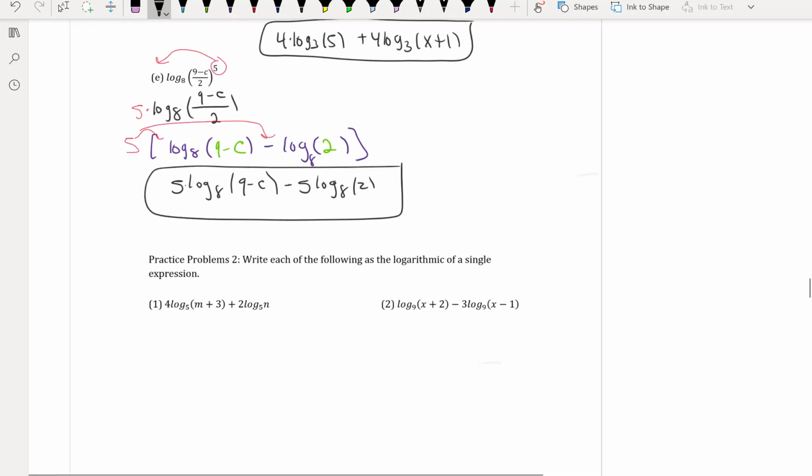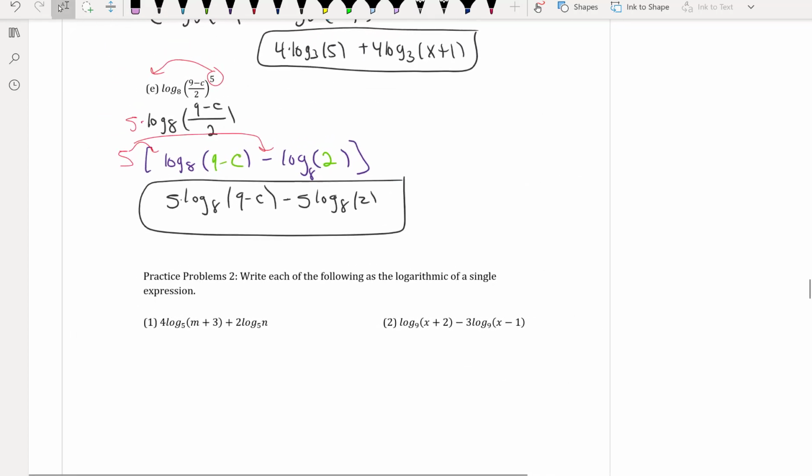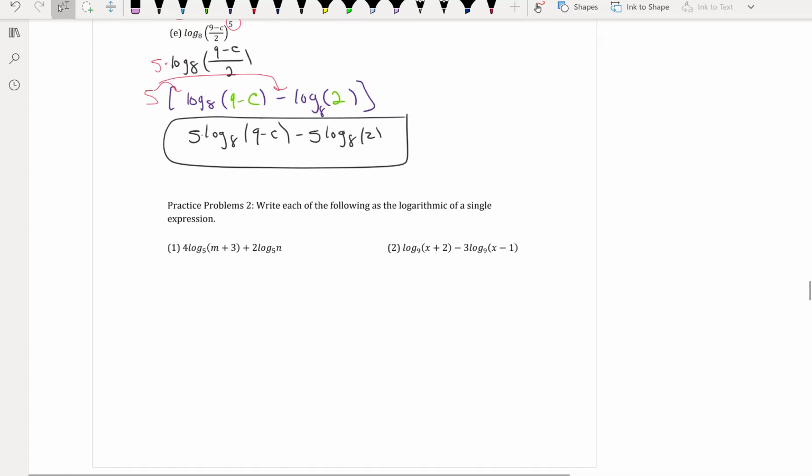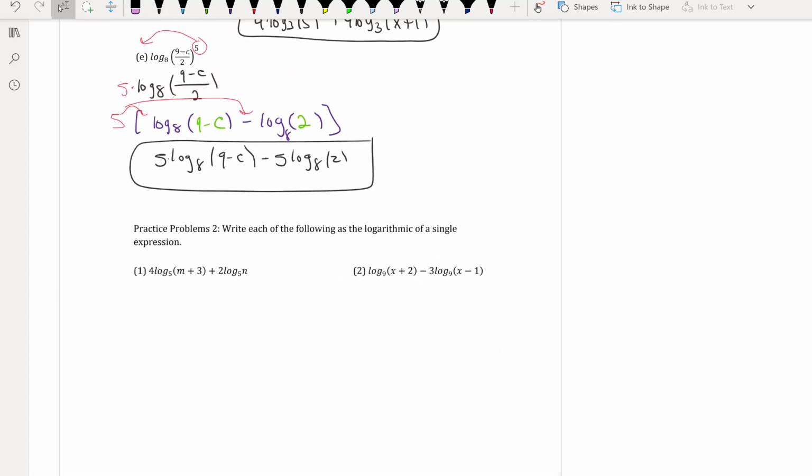Okay, well, with that being said, we have some practice problems. This is where we're going to write it into a single expression. So instead of expanding it, we're going to shrink it. We haven't really done that yet as examples, so I'll go ahead and do this with you. So this 4, whenever there's a number out in front, I'm going to use it as the power rule.